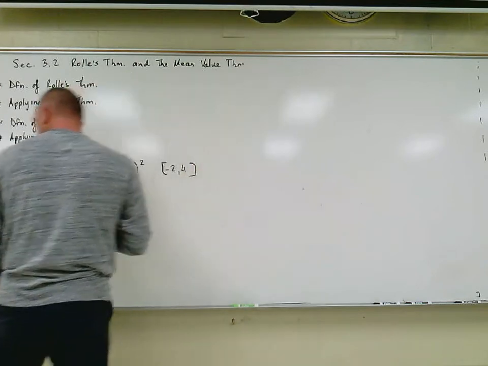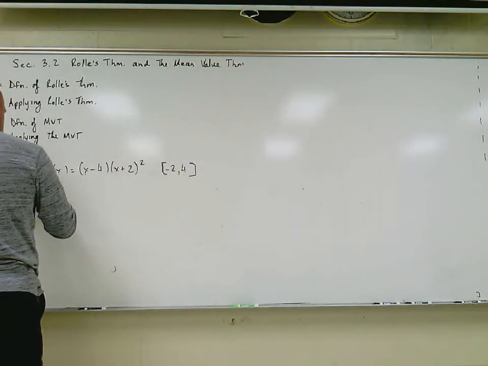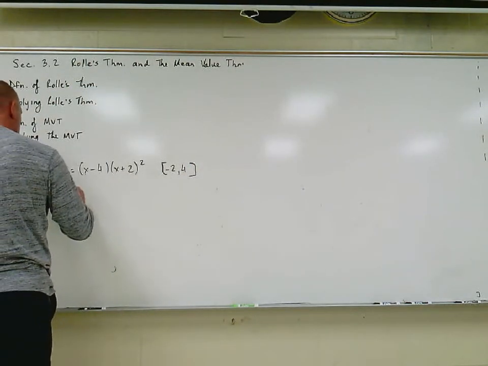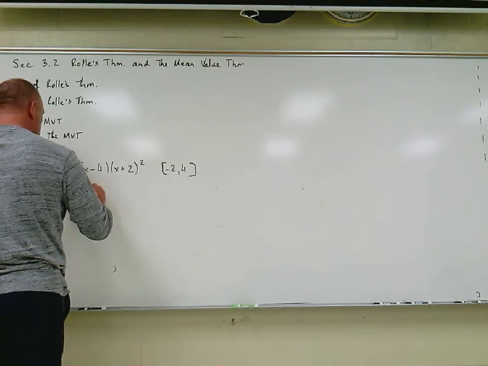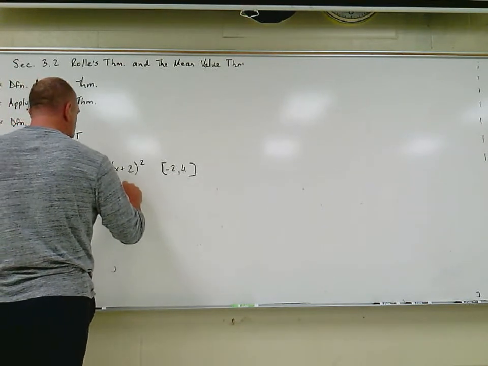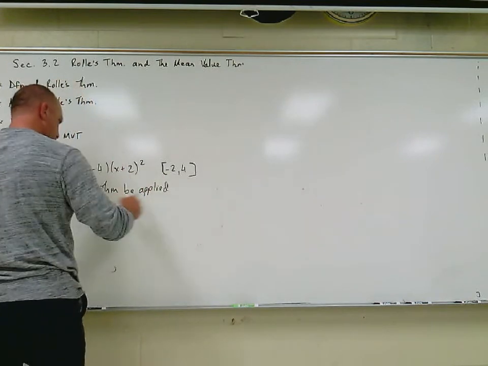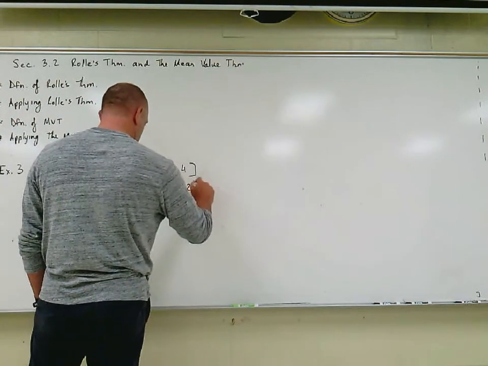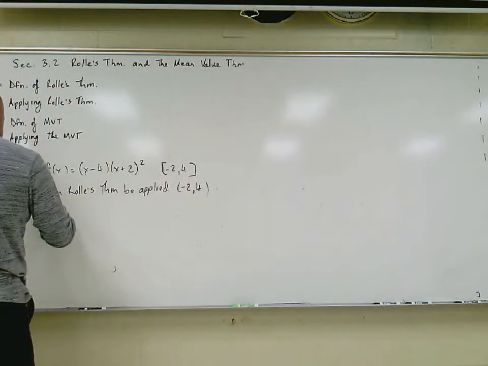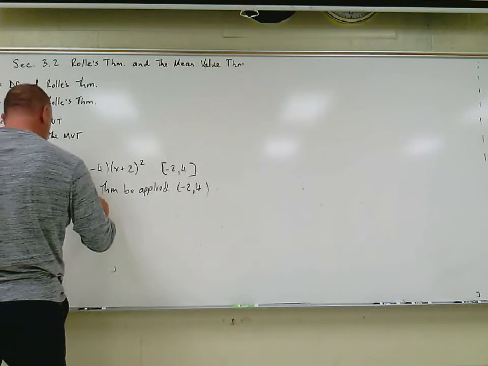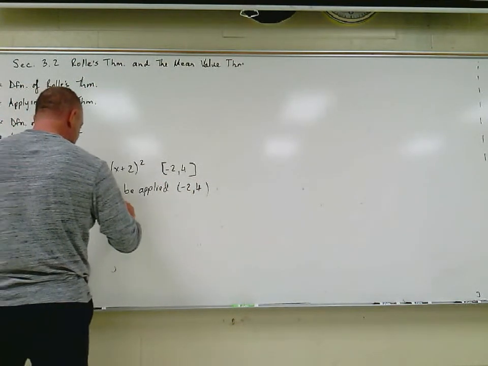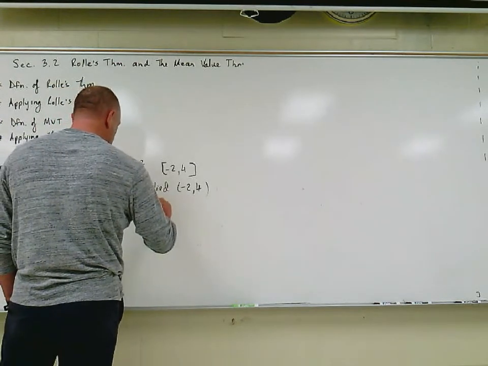All right, the first thing is, can Rolle's theorem be applied? Is it guaranteed for this interval negative 2 to 4? If so, find the x values guaranteed.